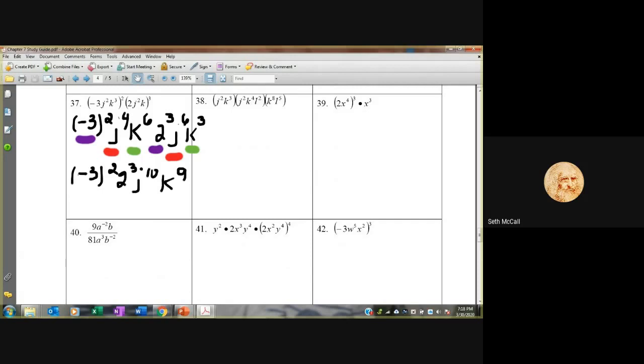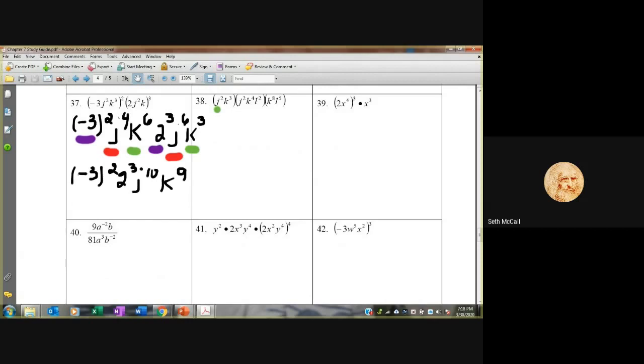Now, looking at number 38. This one is all multiplication all the way across, but this one does not have a power outside the parentheses like the last problem that we just did. So we can just combine all our like terms. I'm going to use the same marker here.